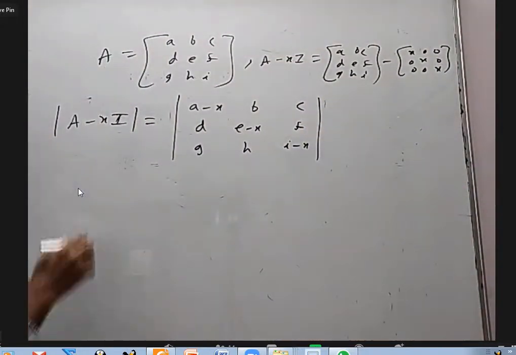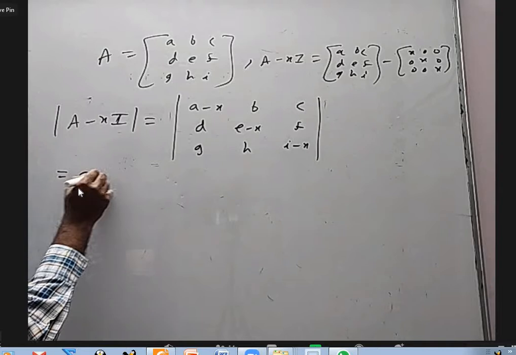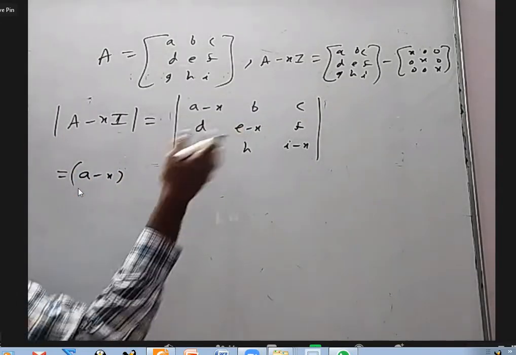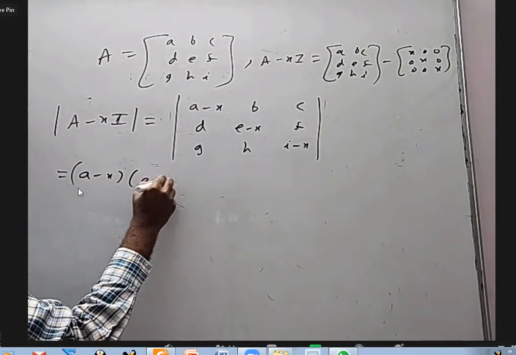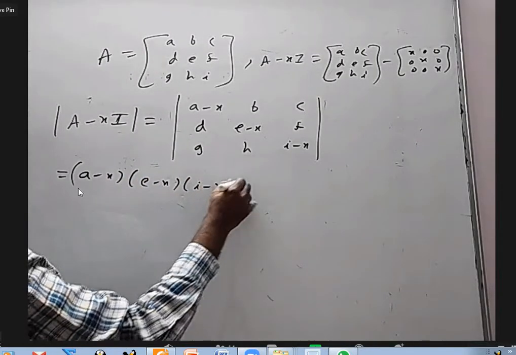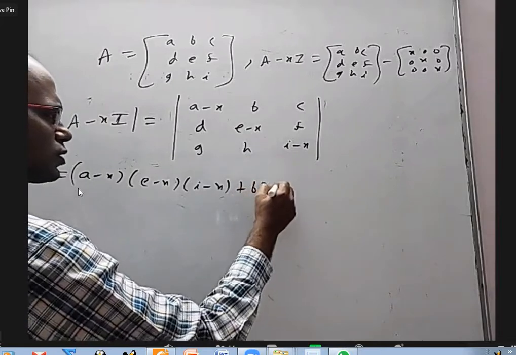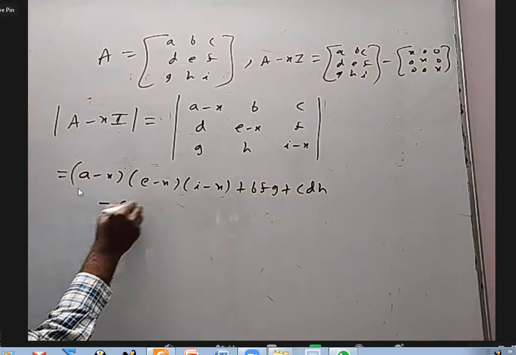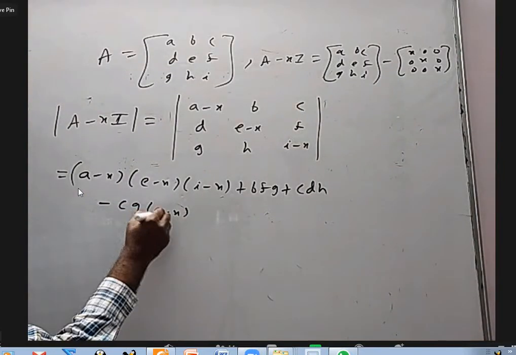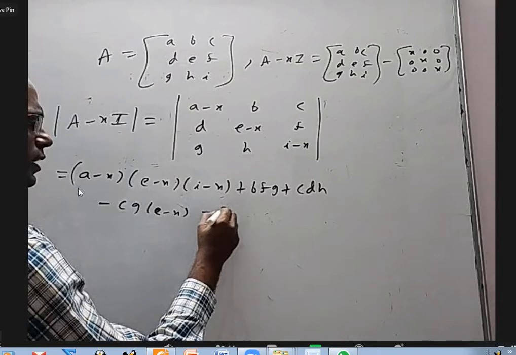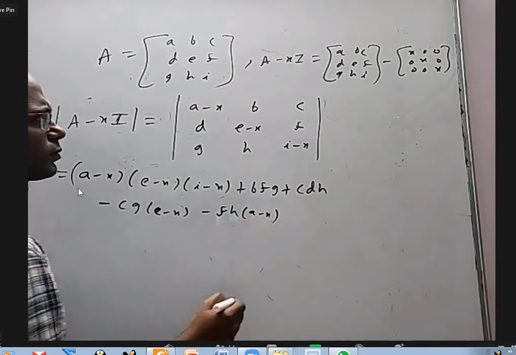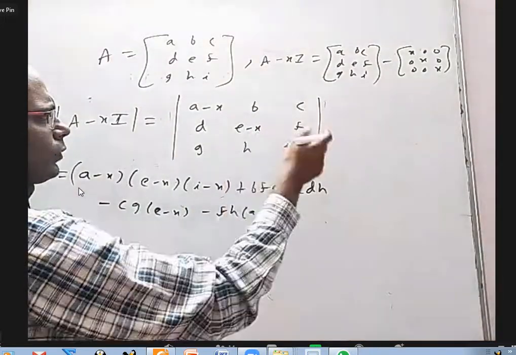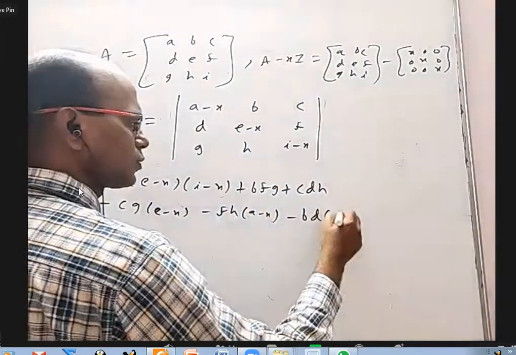Let us expand this. What will come? A minus X, I won't explain diagonally, but you can explain anyway. A minus X into E minus X into I minus X, plus BFG, plus CDH, minus CG into E minus X, minus FH into A minus X, and minus BD into I minus X.